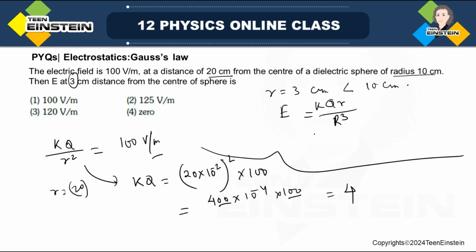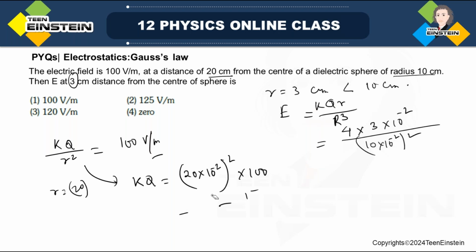So here the value of KQ we know, that is 4. What is R? R is 3 into 10 to the power minus 2, and R cube, capital R cube, I'm sorry, yes, so it is okay. So this is 10 into 10 to the power minus 2, like this. Okay, so if I solve it, let me just clear this portion. Anyway, you have got this value.